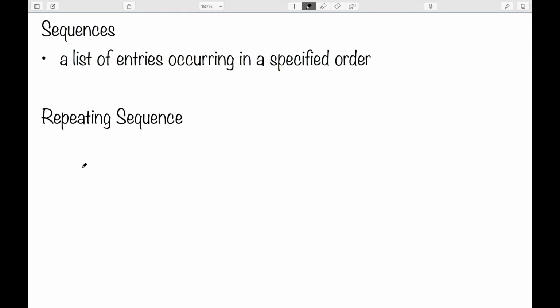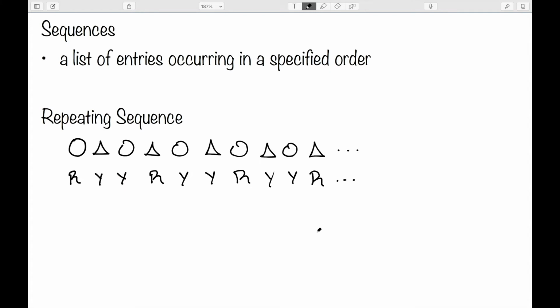The first is a repeating sequence. It's something that is going to repeat in order over and over. As an example, something like circle, triangle, circle, triangle, circle, triangle, etc. Another example, we could have something like R, Y, Y, R, Y, Y, R, Y, Y, etc.